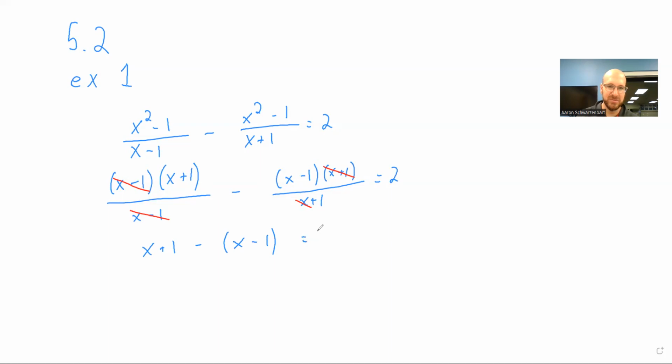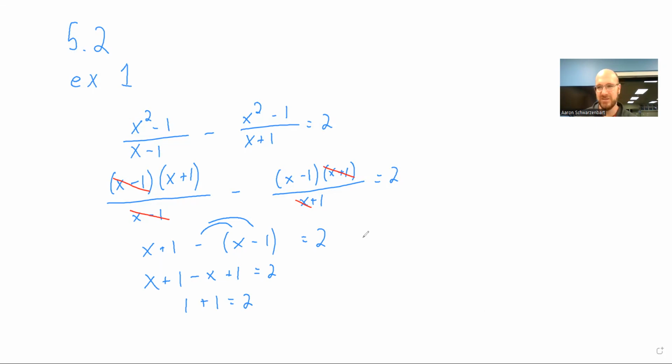And I did intentionally put parentheses there because now I'm going to distribute this minus. x plus 1 minus x plus 1 equals 2. x minus x equals 0, and I've got 1 plus 1 equals 2. First thing you learned in math, pre-school. So that's kind of the concept of what we're doing.